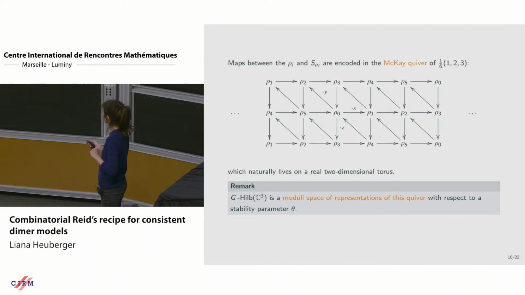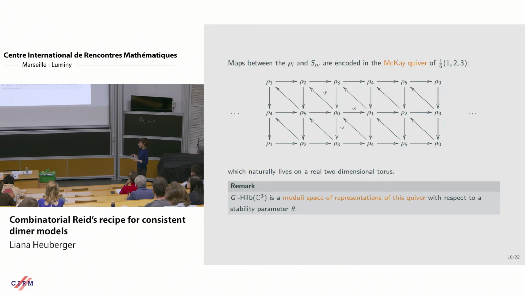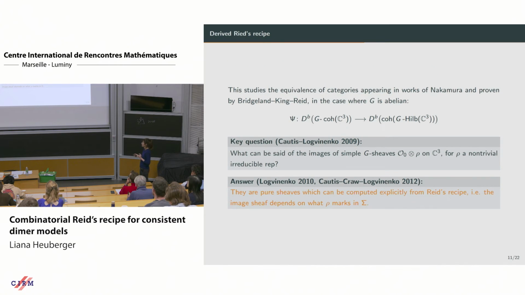Okay, but we need to dig even deeper in order to understand fully what happens. And sadly, this means having a derived interpretation of Reid's recipe. So this actually was needed in order to prove that G Hilb was a resolution.